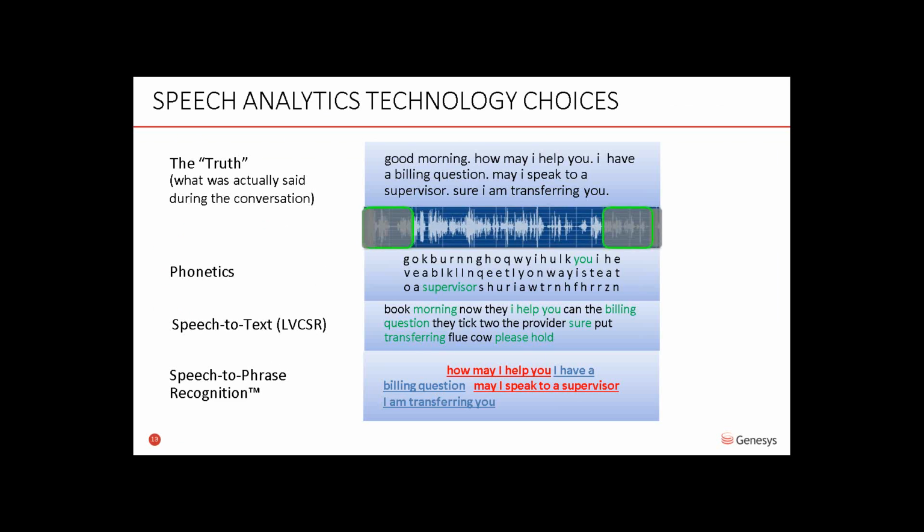So for that reason, speech-to-phrase recognition is by far the most accurate and complete method of speech categorization available today. And the majority of speech analytics vendors today use either phonetics or speech-to-text transcription, or today many vendors use a combination of those two approaches, phonetics and speech-to-text. Genesis, however, is the only vendor to offer speech-to-phrase recognition, because we do hold a patent on that approach.